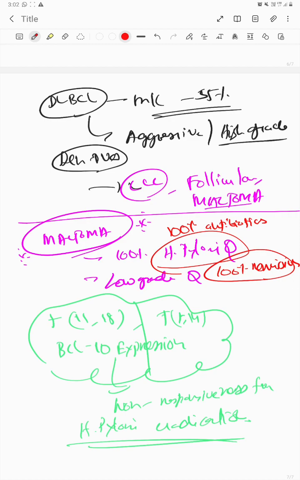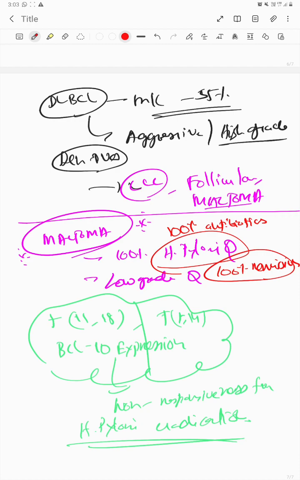So there will be questions related to this. Which of the following lymphomas has 100% association with H. pylori? Then it will be MALToma. Which of the following lymphomas can be eradicated with H. pylori eradication? Again it will be MALToma. Which of the following lymphomas will be of low grade? Again it is MALToma.